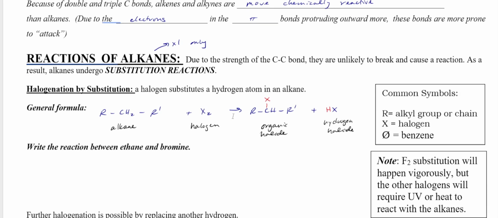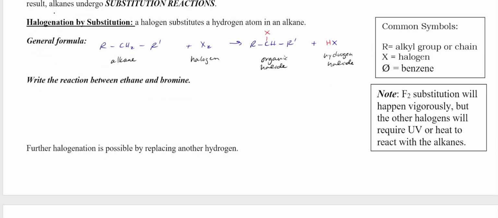So let's do a specific example of ethane and bromine. So ethane is an alkane, eth being the prefix for two carbons. So I write here H3C-CH3. I'm going to react that with bromine. Note what it says right here. Fluorine substitution happens vigorously, but the other halogens will require UV or heat to react with the alkanes. These single bonds are fairly unreactive. So over the arrow, I'm going to write UV or heat to facilitate this reaction.